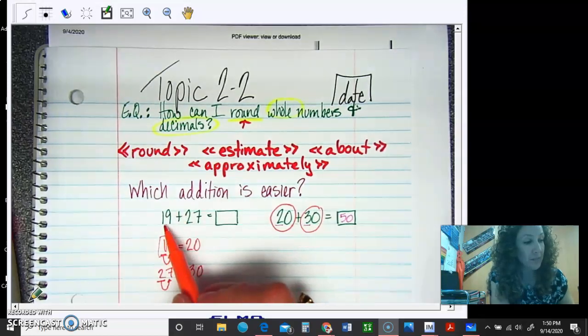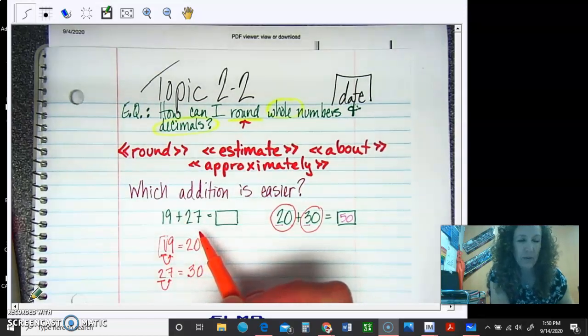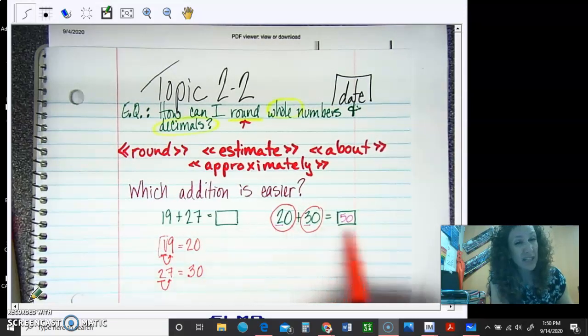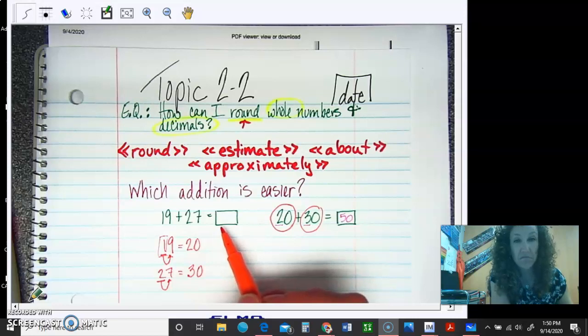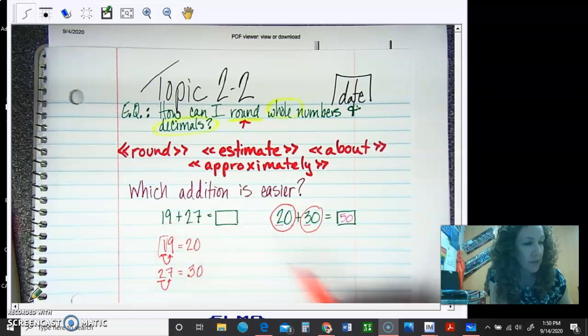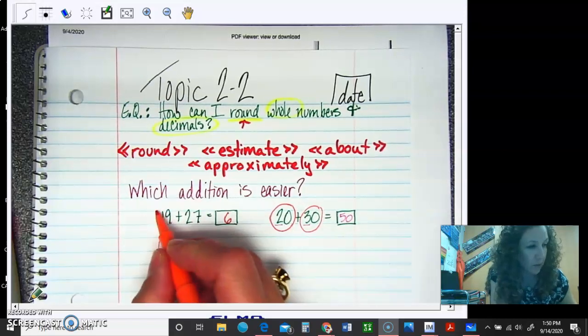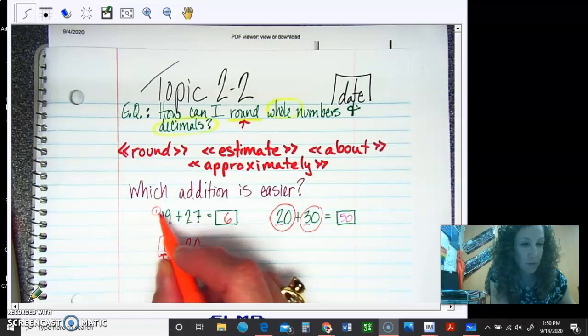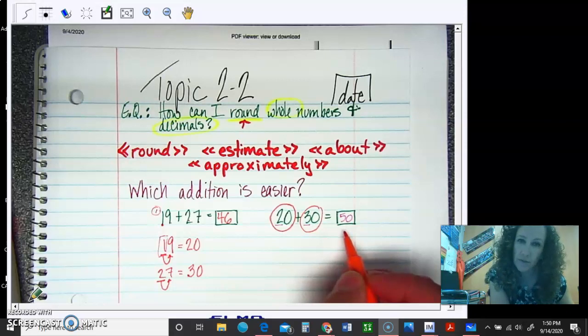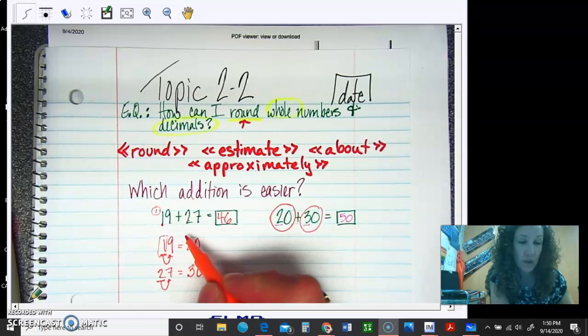So if you were to ask me, what's 19 plus 27? I would say, well, 19 is about 20, 27 is about 30, and 20 plus 30 is 50. So the answer to this should be pretty close to 50. Do you remember what I said the answer was to this when I did it mentally? Well, 7 plus 9 is 16. We regroup that 1. 2 plus 1 plus 1 more is 4. Is 46 pretty close to 50? Yeah. So this would be a good estimate for this problem.